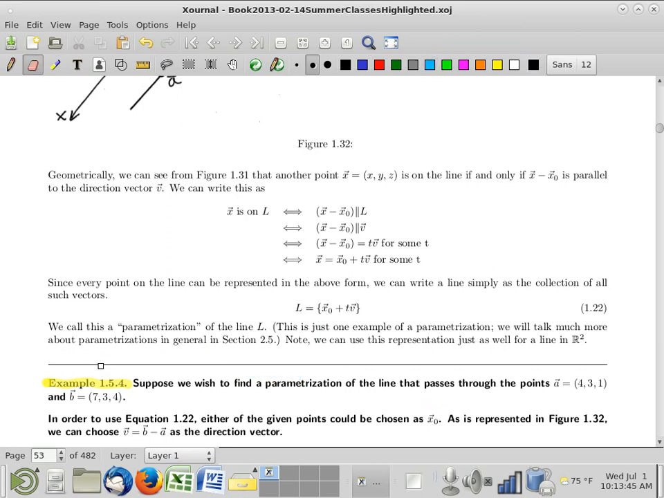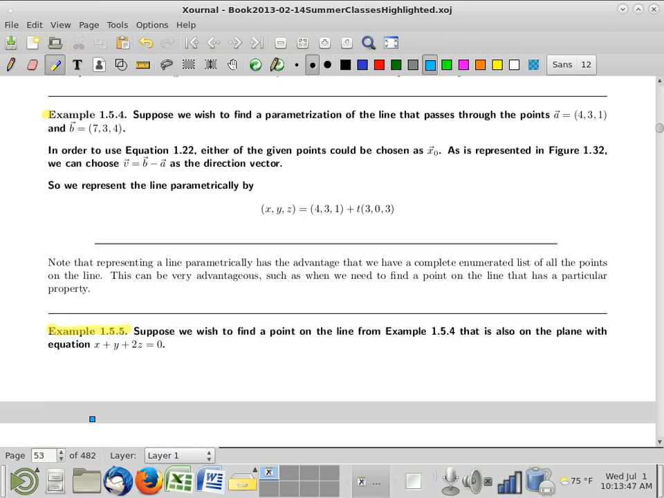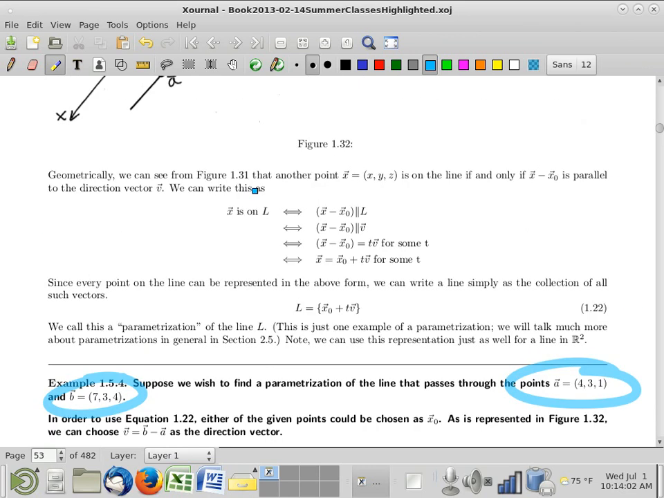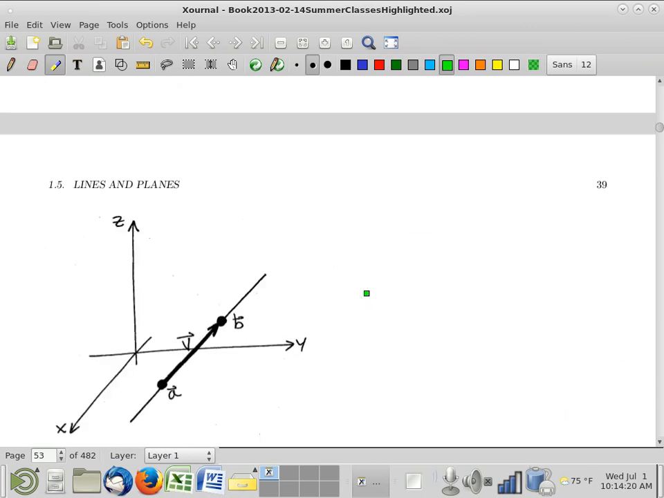Okay, so here's an example. Suppose I want to describe the line in R3, so it's going to be a parameterization that passes through this point and that point. Well, keep in mind what you need if you want to talk about a parameterization. You need a point. No problem, I have two. And I need a vector parallel to the line. I don't have one. I have 2 points on the line, but what I need is a vector parallel to the line.